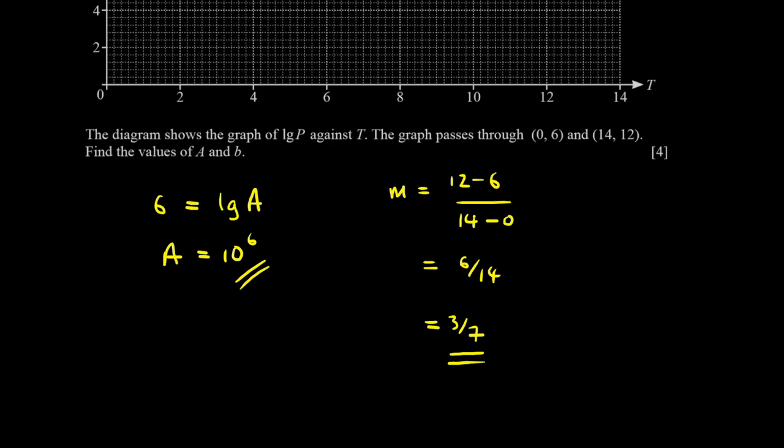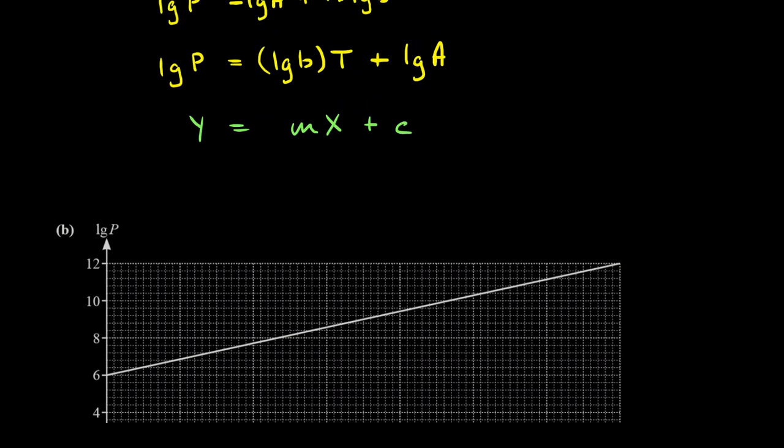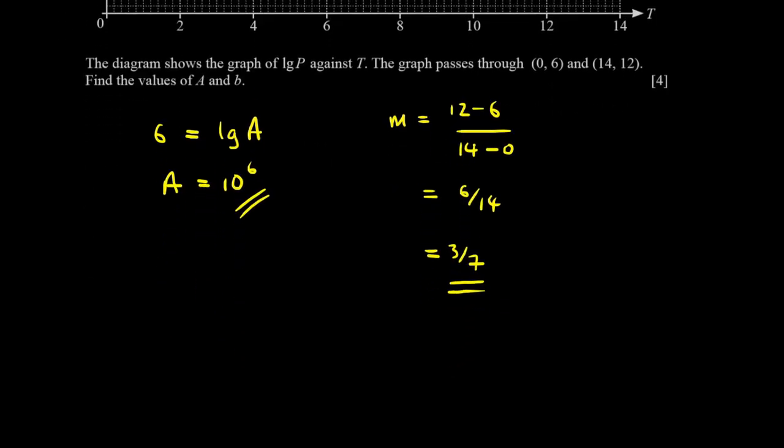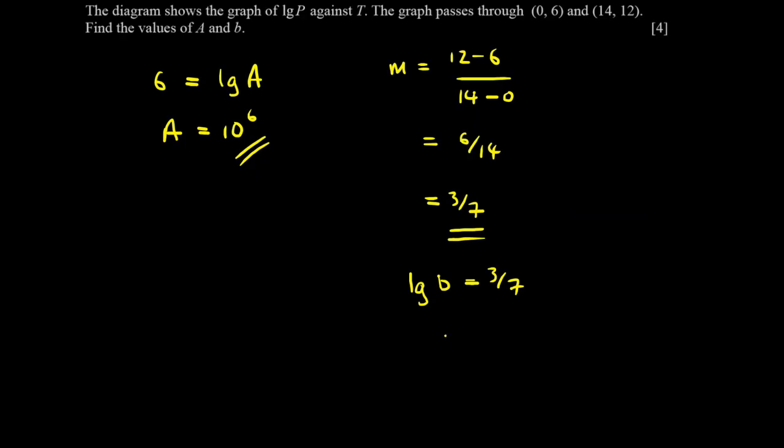Okay, well, if we've got 3 upon 7, then we said earlier that the gradient is equal to log b, right? That's this thing here. So gradient is equal to log b. So we can go down and say, all right, well then, we know that log b is equal to 3 upon 7. And again, this is log base 10, so we can write that b is equal to 10 to the power of 3/7.